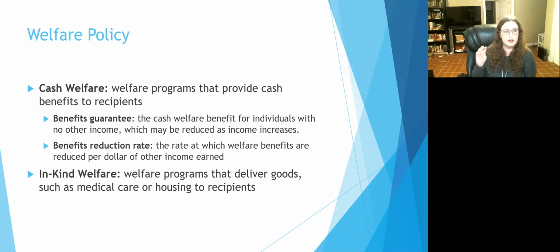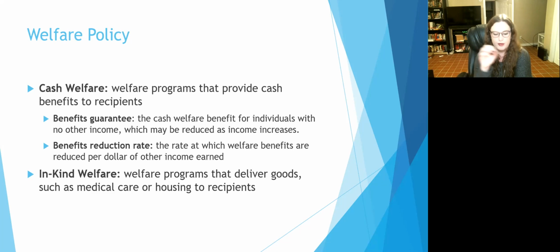Now, welfare programs can come in two different types, right? We have cash welfare programs. These are welfare programs that provide cash benefits to someone. Economists actually really like this, and I'll tell you why. This is kind of a fundamental reason of public choice, which we had covered earlier. Because if we give people things, we're forcing them to do certain stuff, right?